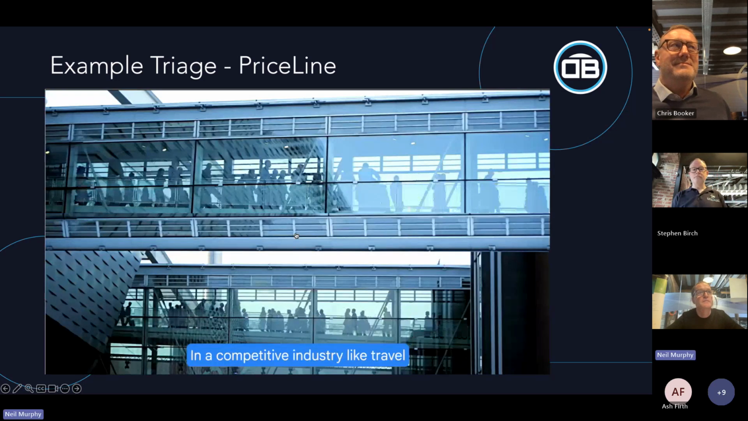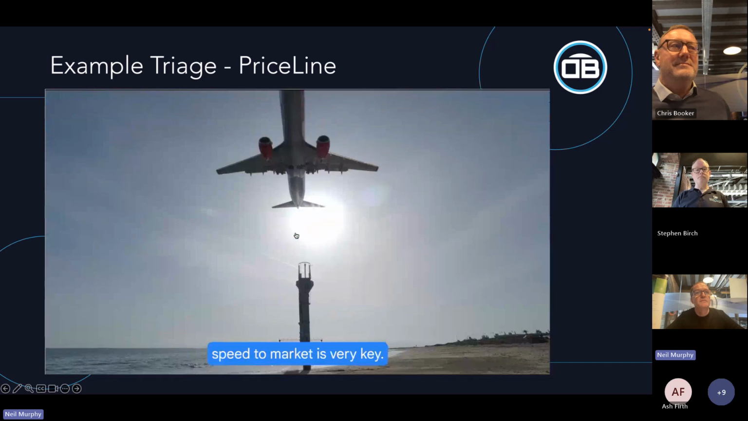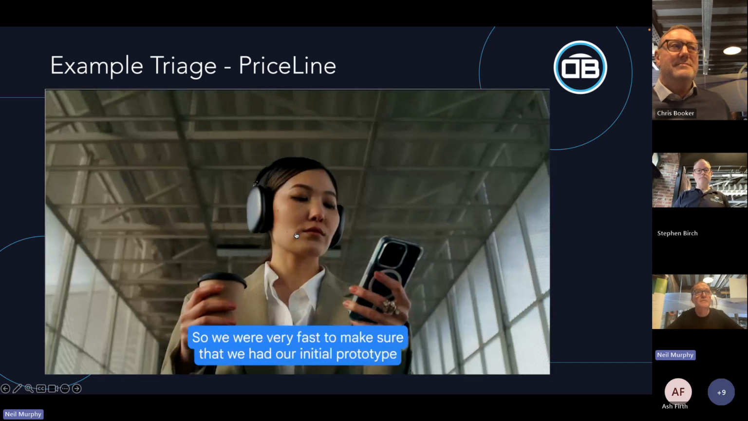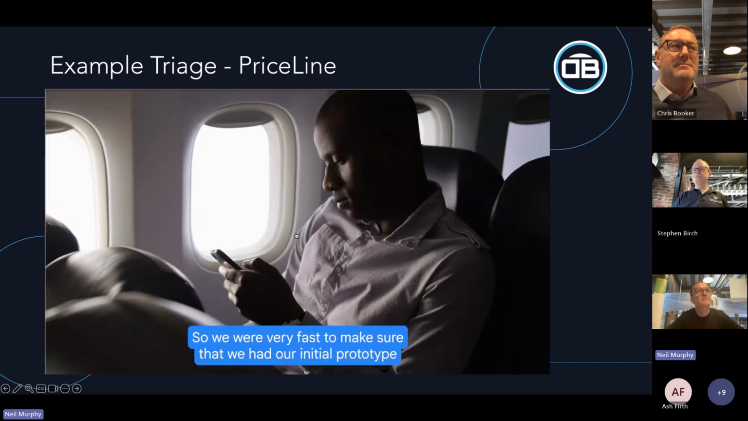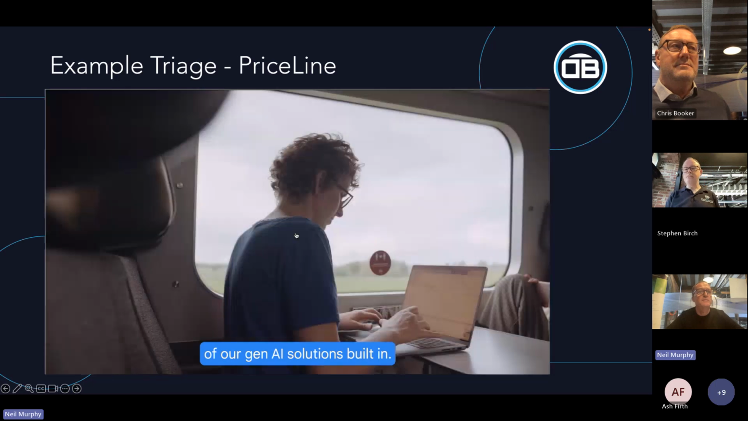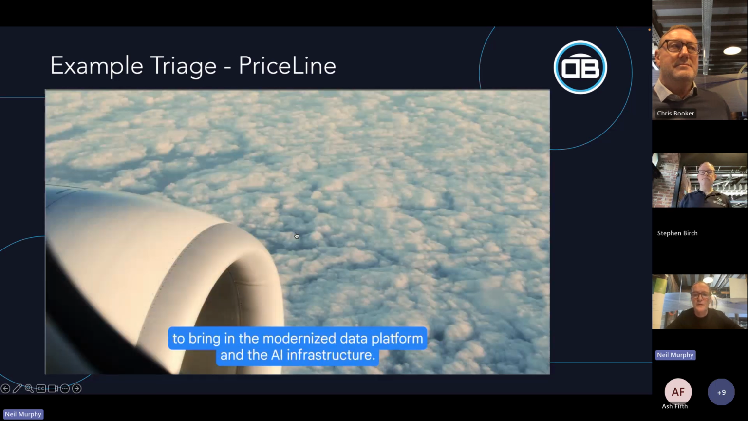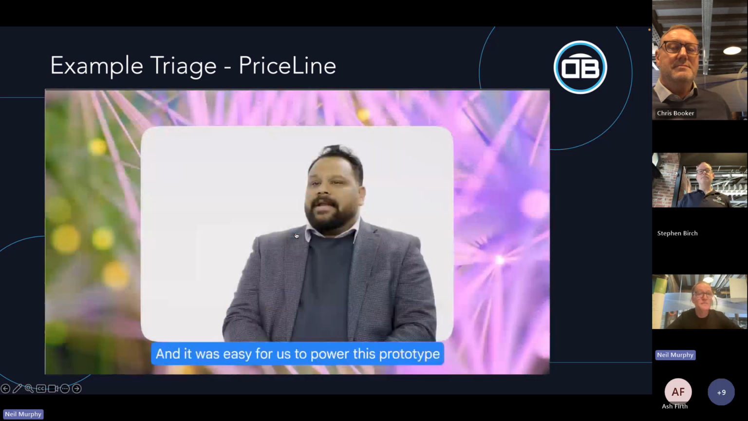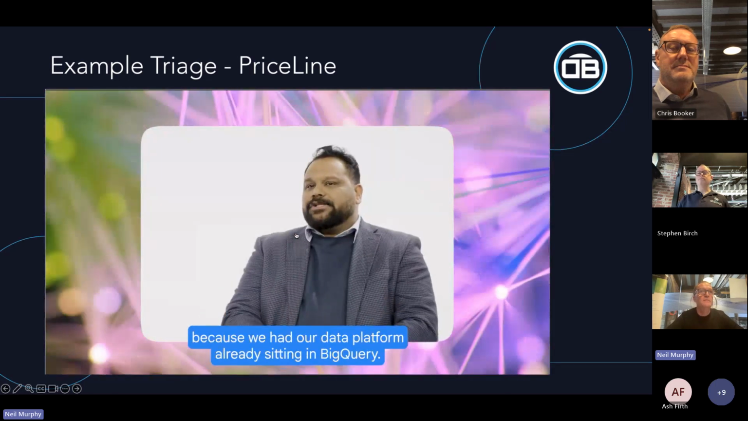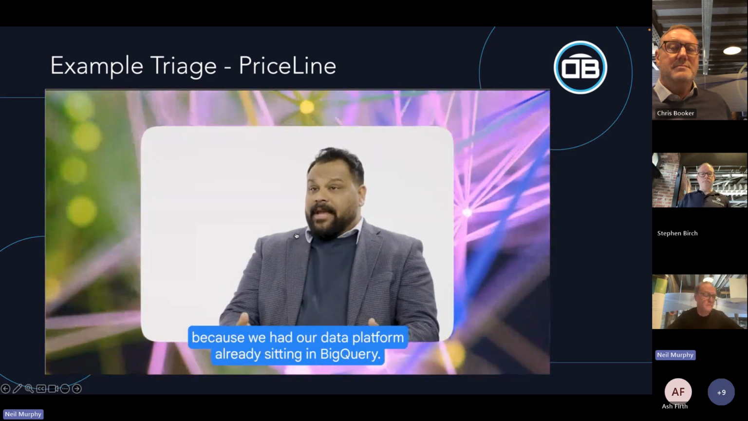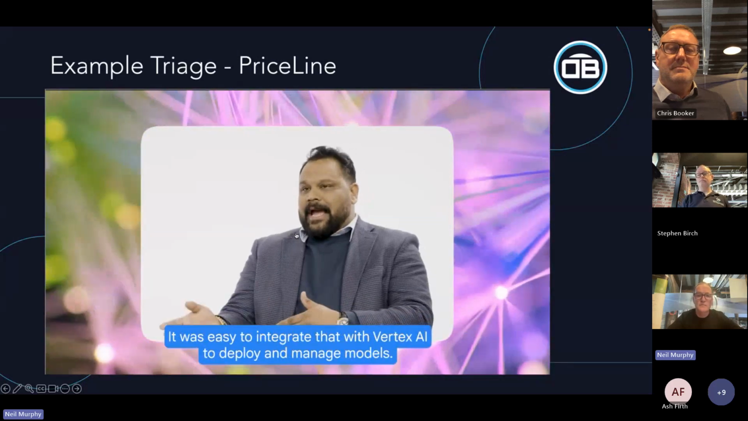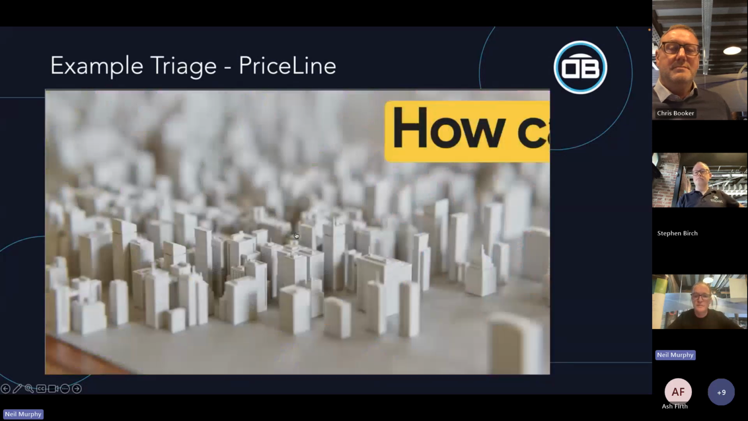Now, in a competitive industry like travel, speed to market is very key. So we were very fast to make sure that we had our initial prototype of our Gen AI solution built in. We leaned on Google Cloud to bring in the modernized data platform and the AI infrastructure. And it was easy for us to power this prototype because we had our data platform already sitting in BigQuery. It was easy to integrate that with Vertex AI to deploy and manage models.